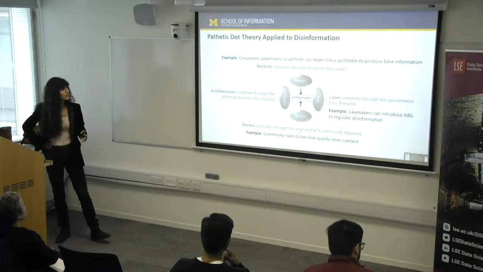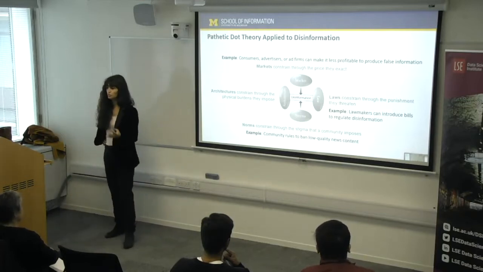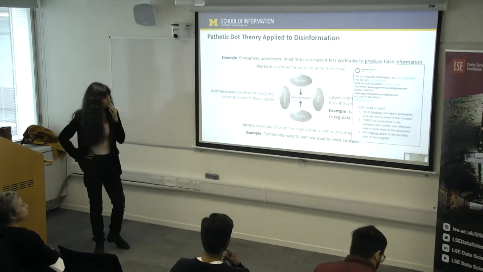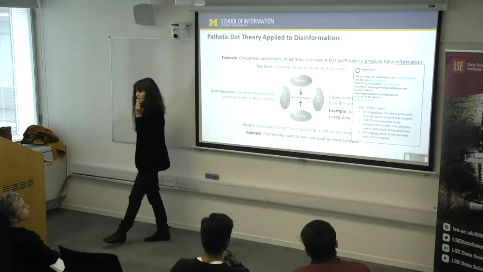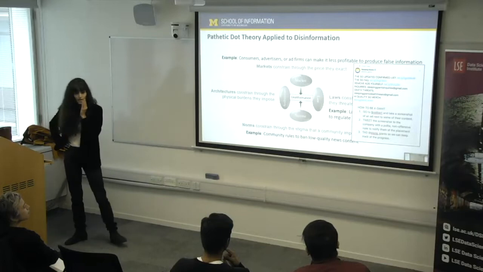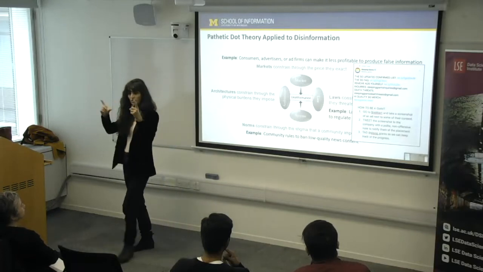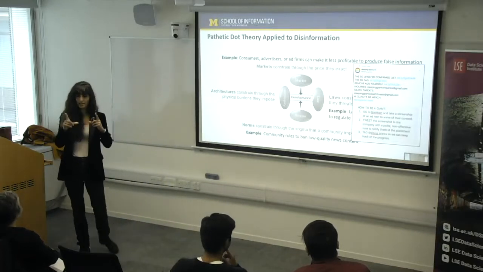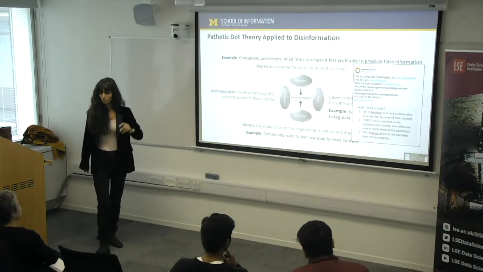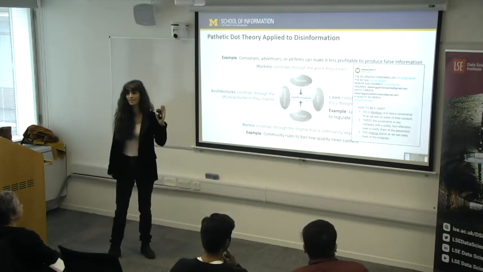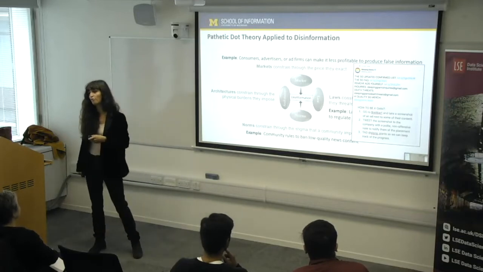And coming to markets, consumers, advertisers, and ad firms can make it less profitable to produce false information. So here there are also examples. Here I'm showing you the example of Sleeping Giants. This was a collective that started around 2018. Basically, consumer activists online would go to Breitbart, take a screenshot of an advertisement with the bad Breitbart content next to it, tweet it out to the advertiser and say, hey, do you really want this to be your brand? And it really had a huge effect, and they lost a lot of revenue, a lot of advertisers that way.